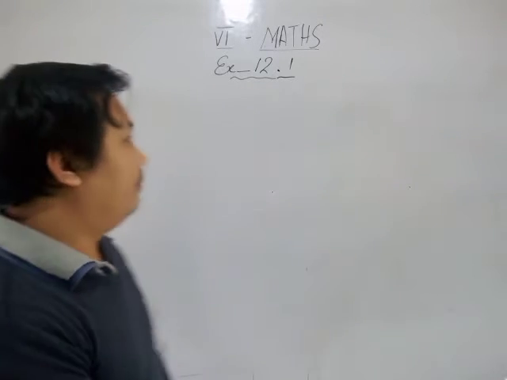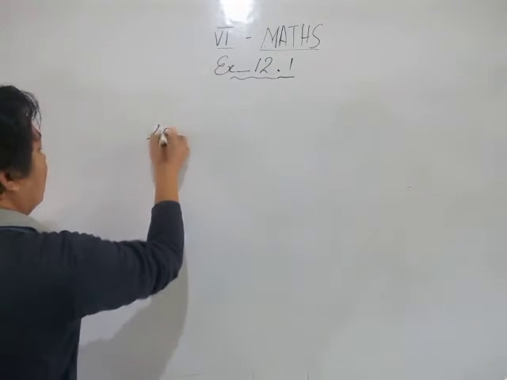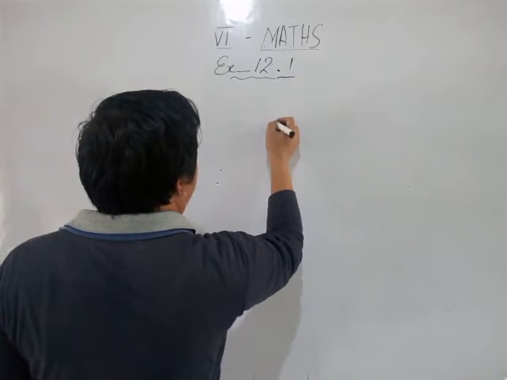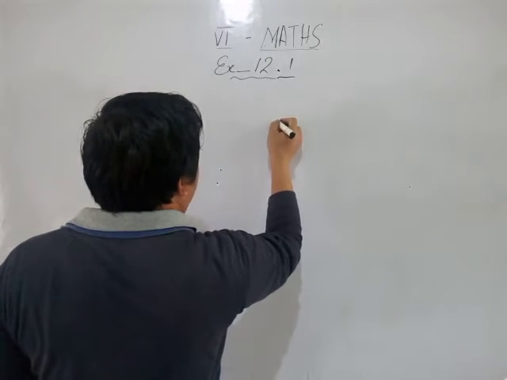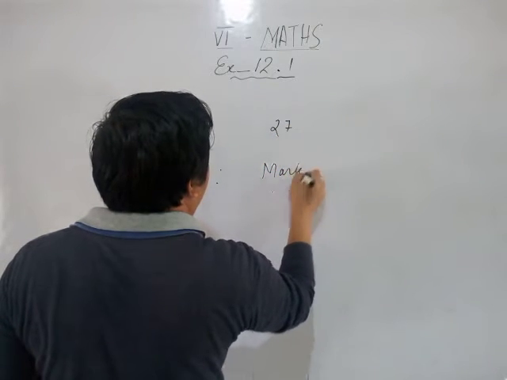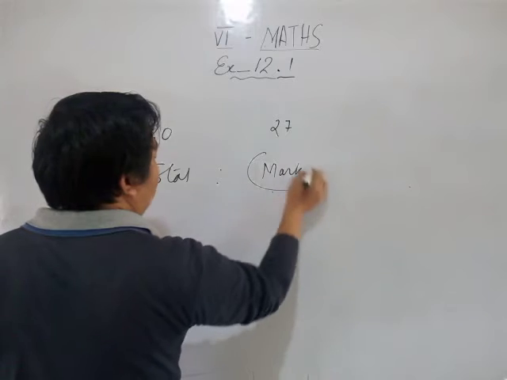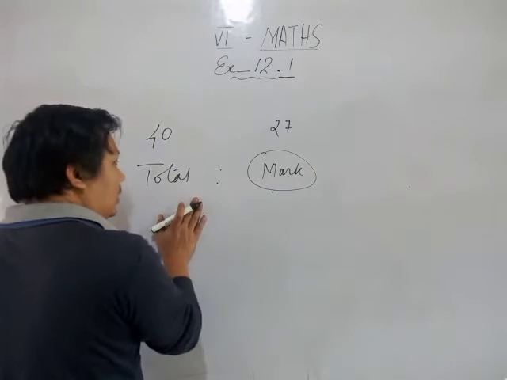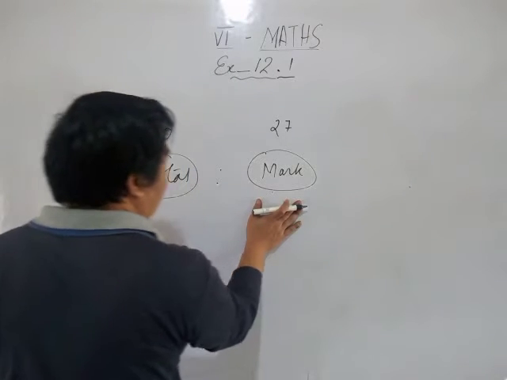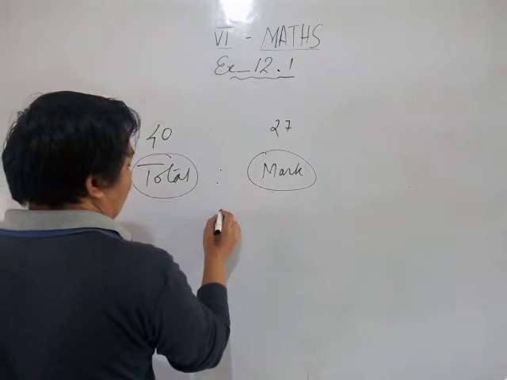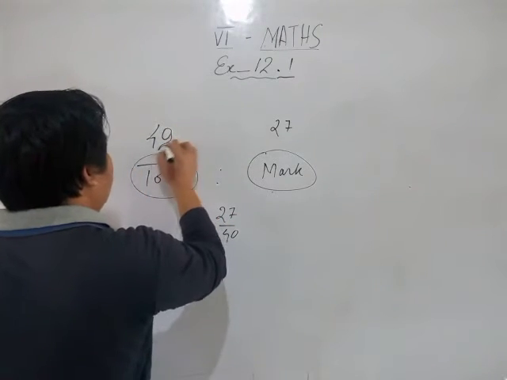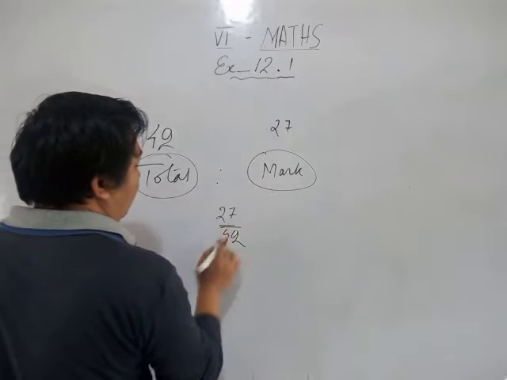For example, the total mark is 40. This is the total mark. And your score in maths is 27. So this is your mark in maths. This is the quantity of marks and this is the quantity of total marks. Total marks 40, your score is 27. So now you are going to compare this, 27 by 40, for example. Or you can say 27 by 42. Out of 42 we are getting 27.